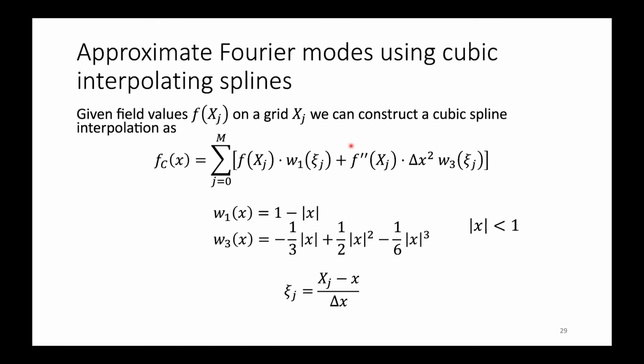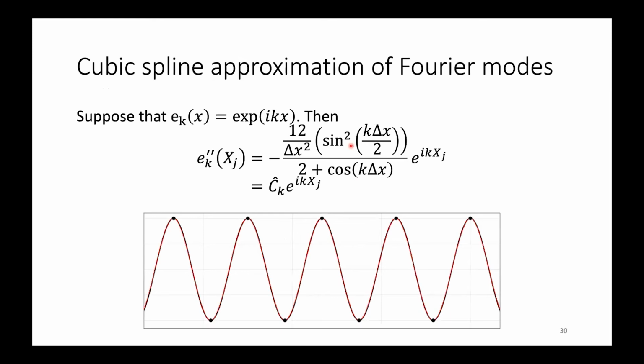That is not great. Well, it turns out that if we choose to approximate a Fourier mode using a cubic spline, then that's actually not the case. And we can just go ahead and pre-compute what these double prime fields should look like. And we're just going to wrap up all this complexity in a C sub k and leave it bundled in there.